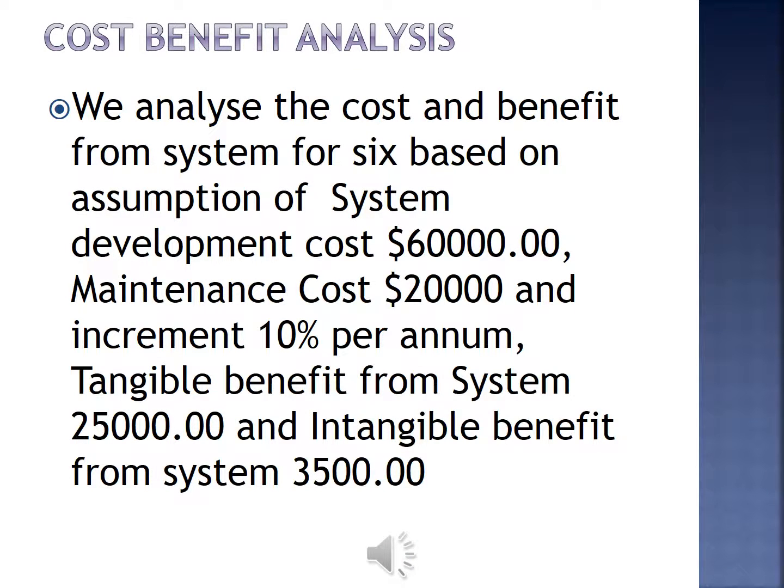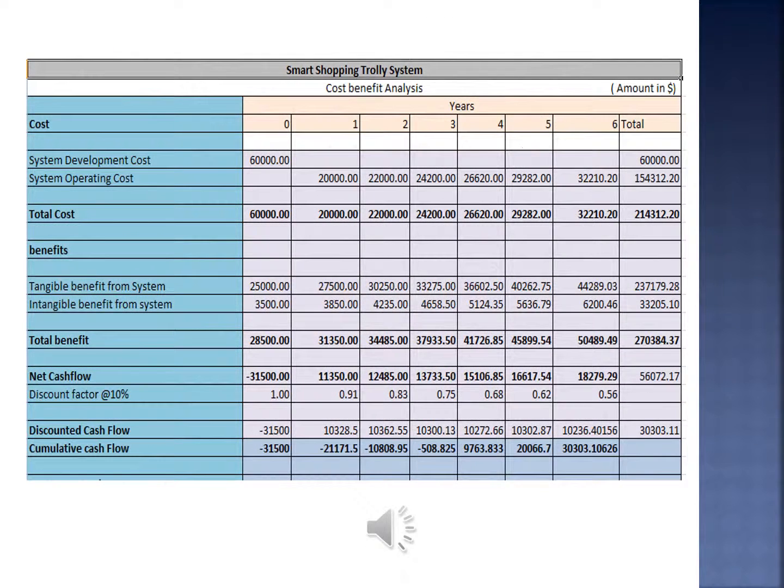This slide is about cost benefit analysis. We analyze the cost and benefit of the system for 6 years, based on the assumptions that the system development cost is around $60,000 and the maintenance cost is $20,000 with an increment of 10% per annum. The tangible benefit from the system is $25,000 and the intangible benefit from the system is $3,500.